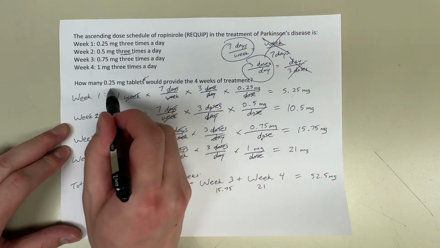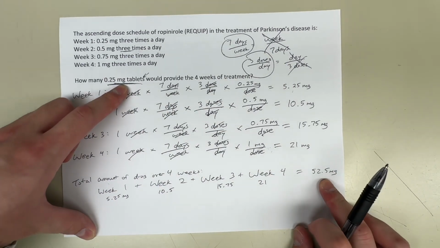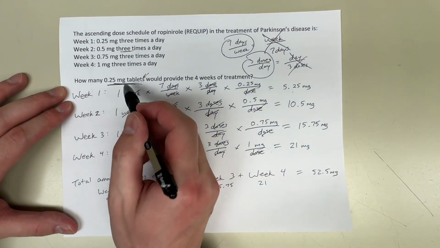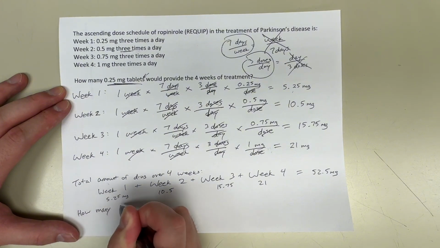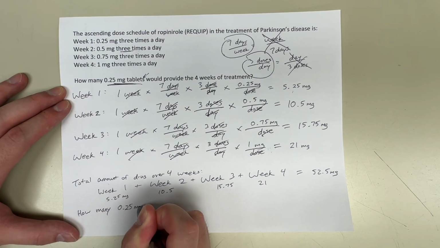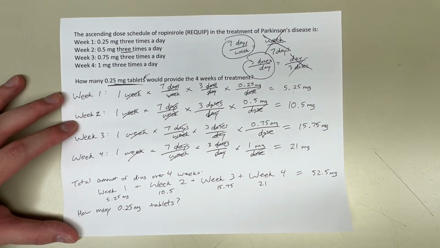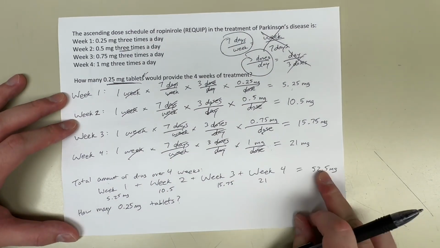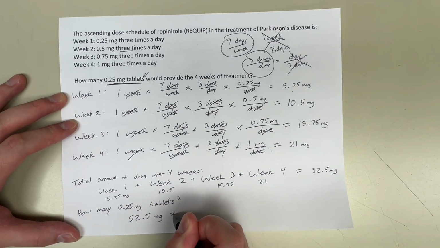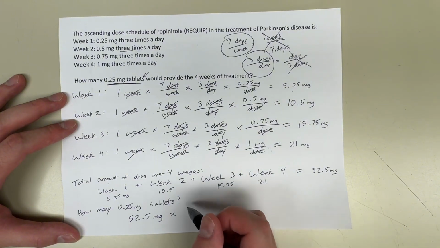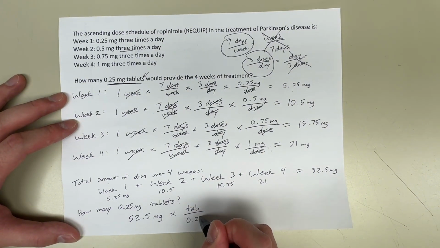But now we want to know how many 0.25 milligram tablets. Because right now I just calculated the total amount of drug over the 4 weeks, but I want to know how many tablets. So I have the total amount of drug, 52.5 milligrams. And then I multiply that by the conversion factor of each tab. There is 0.25 milligrams.